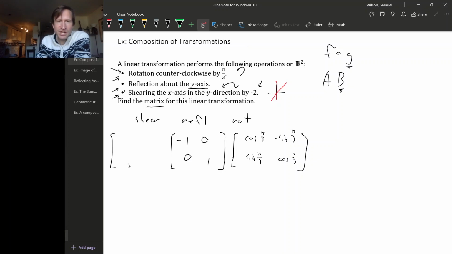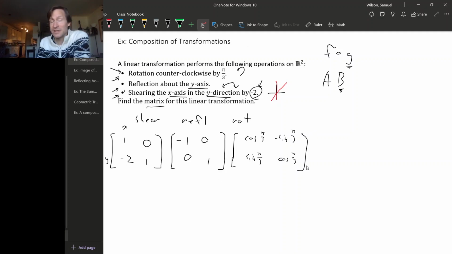And then for the shear, on the diagonal we just get ones, but since we're shearing the x-axis in the y direction, we need this factor, minus 2, in the column for the axis and the row for the direction we're shearing. So we need a minus 2 in the lower left. And in the upper right, we get a 0. Okay.